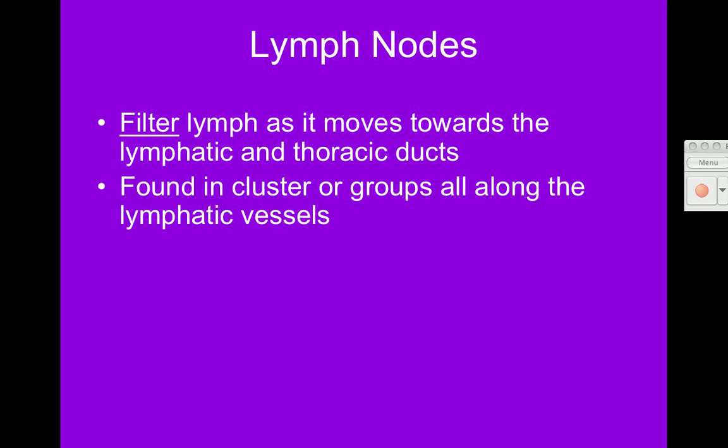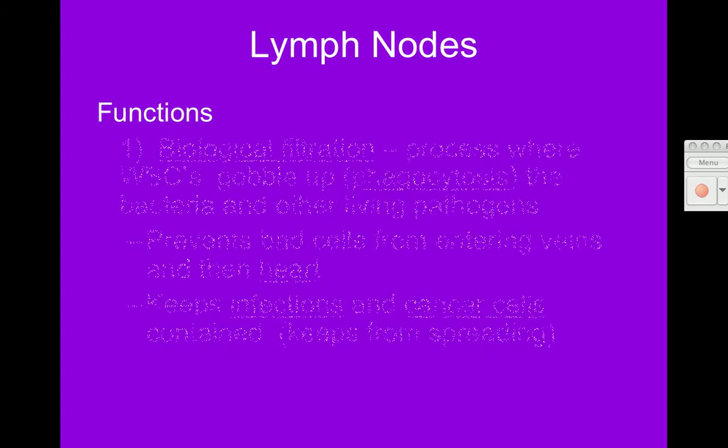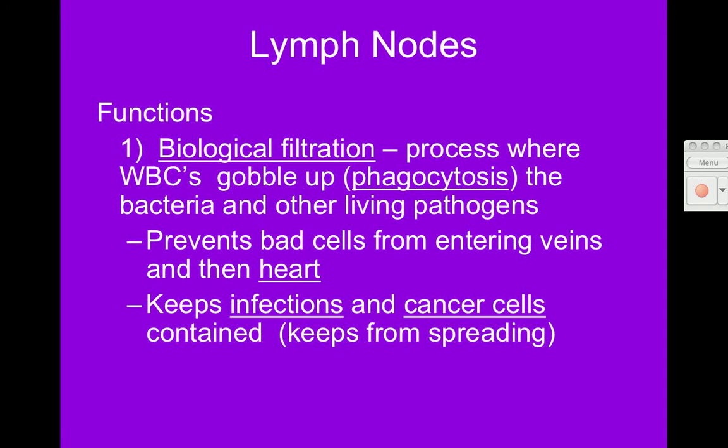These lymph nodes are found in clusters or groups all along the lymphatic vessels. Now we're not going to actually look at a diagram of that or name them except for the lymphatic and thoracic ducts. Now the lymph nodes function in biological filtration. So inside of them there are phagocytic white blood cells that gobble up the bacteria and pathogens. And what this does is it prevents the bad cells, the pathogens, from actually entering the bloodstream and coming in contact with the heart, which could be a really bad thing. This also helps contain infections as well as cancer cells, helps keep them from spreading.